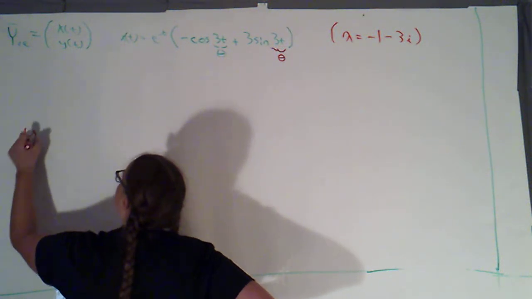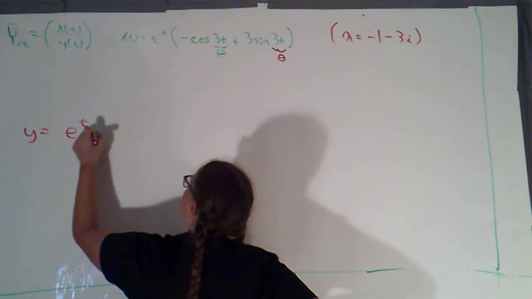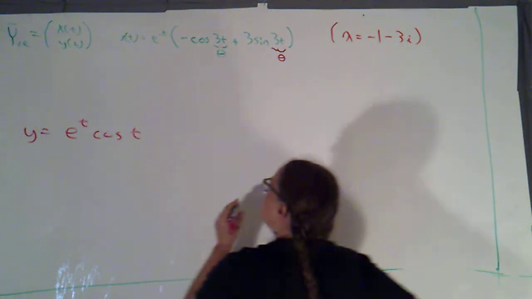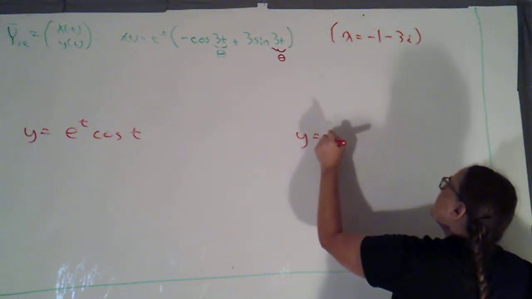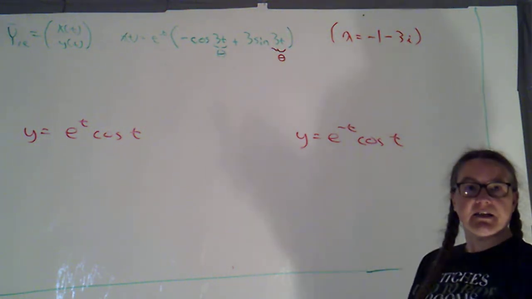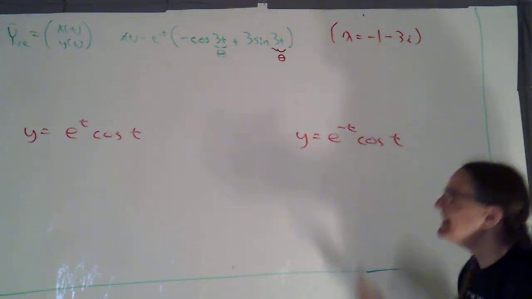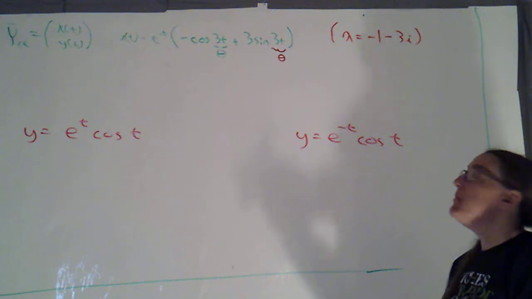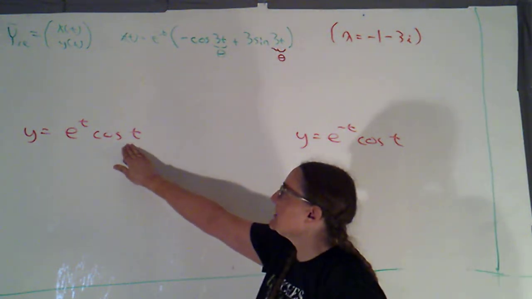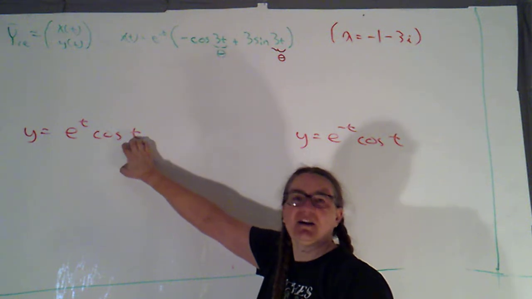So what I'm going to do is I'm just going to graph 2 functions. I'm going to graph y equals e to the t times cosine of t, and I'm going to graph y equals e to the negative t times cosine of t. So this is just a trig function times an exponential function. Most of our solutions won't be quite this simple, where we've got just cosine. Usually it'll be some transformation of cosine.